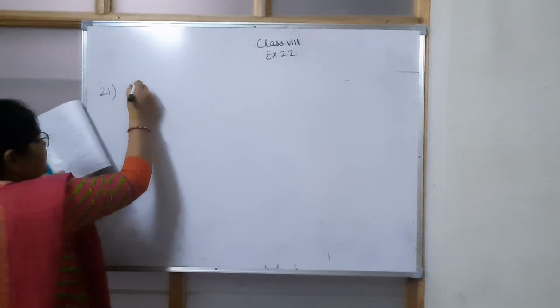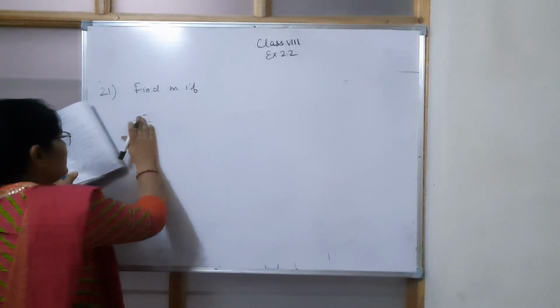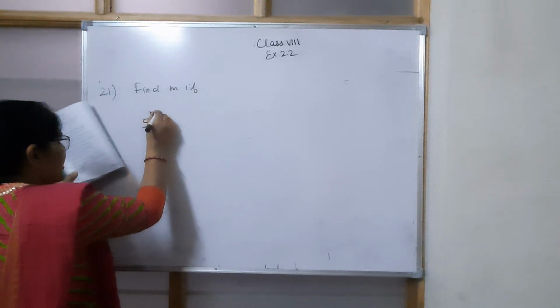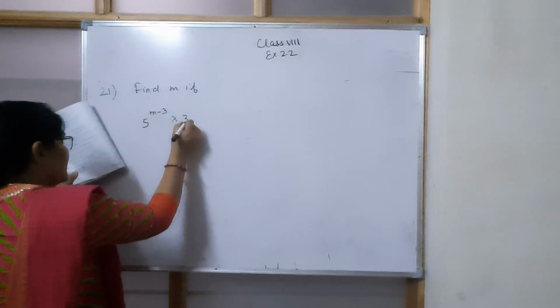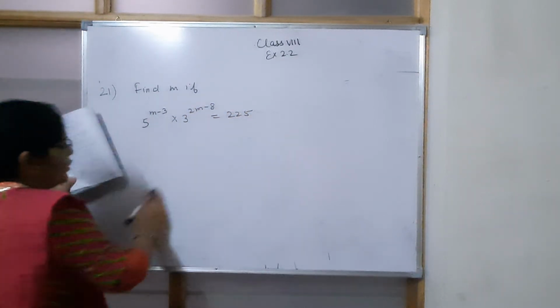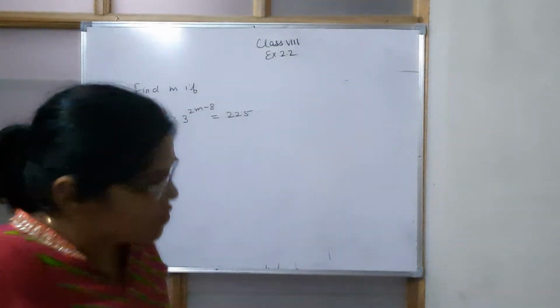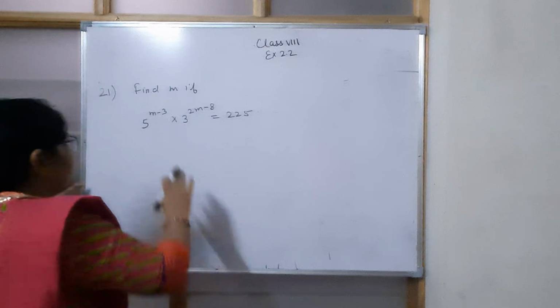Find m if 5 raised to the power m minus 3, times 3 raised to the power 2m minus 8, is equal to 225. Alright. Just have a look here. It's a different kind of question.